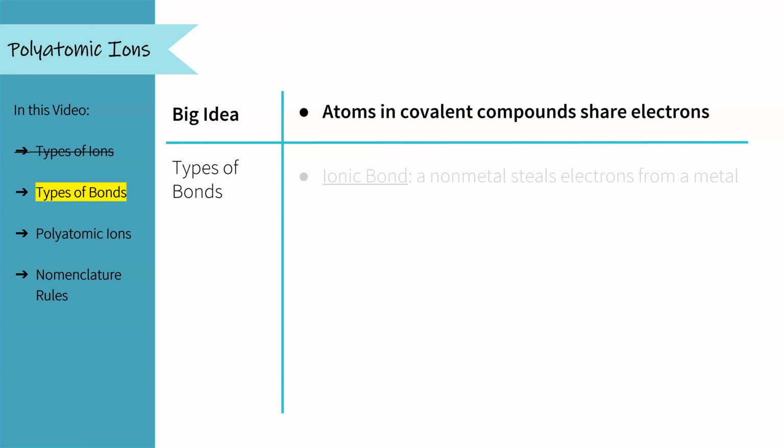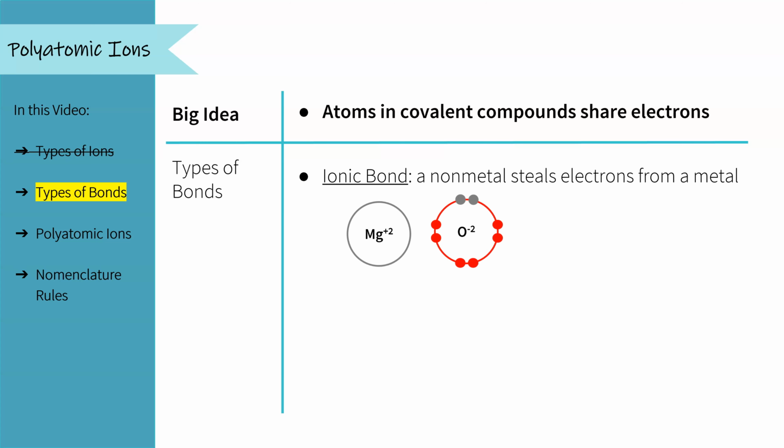And now let's talk about types of bonds. We've previously talked about ionic bonds, which is when a nonmetal steals an electron from a metal. So this is like oxygen taking 2 electrons from magnesium. We see that magnesium has an empty valence shell and oxygen has a full valence shell. Because these two elements have opposite charges, they are essentially attracted to each other. Their bond is because of that attraction between the charges. Magnesium is sort of following oxygen around, keeping track of its electrons that oxygen has taken away, and feeling the pull of that negative charge.